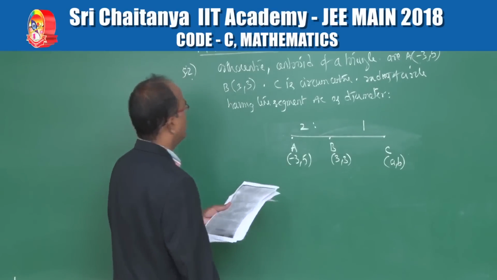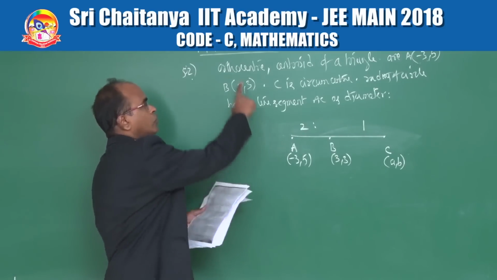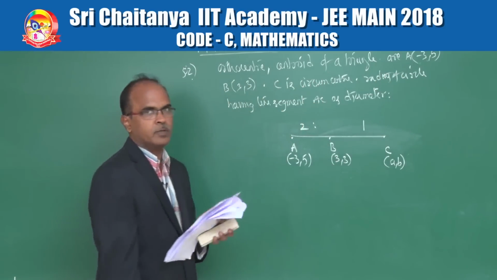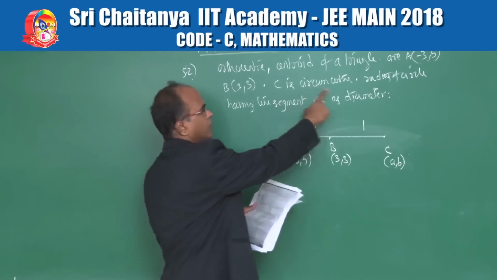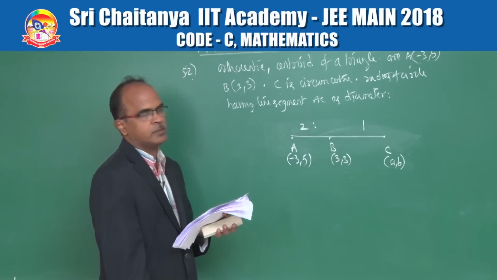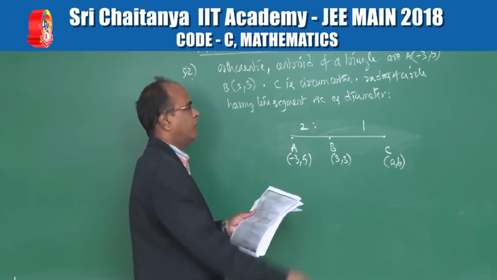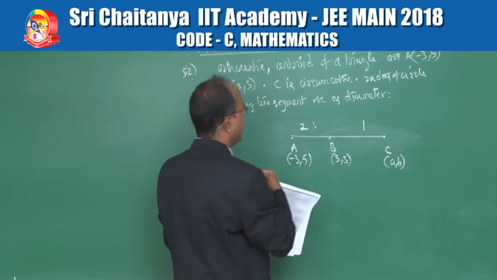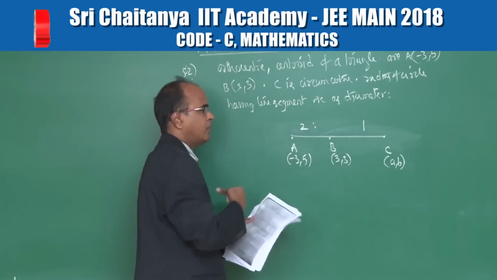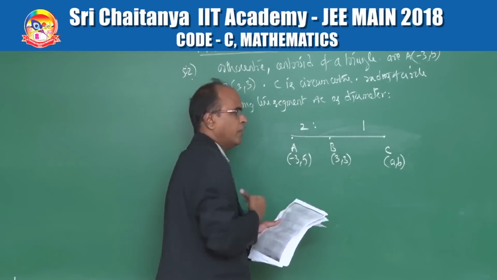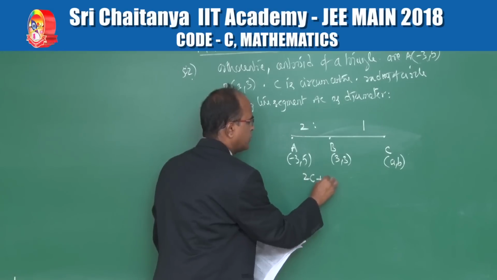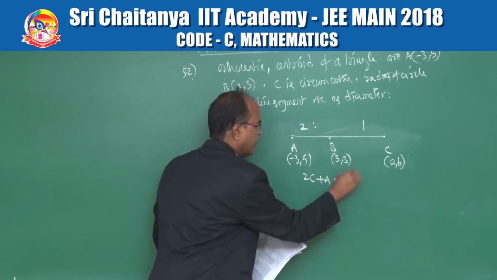We now discuss question 52. Orthocenter and centroid of a triangle are A -3 5, B 3 3, C is circumcenter, radius of the circle having line segment AC as diameter. We know a property that the line joining orthocenter and circumcenter is divided by the centroid in the ratio 2:1. Therefore, by section formula, 2C plus A must be equal to 3B.